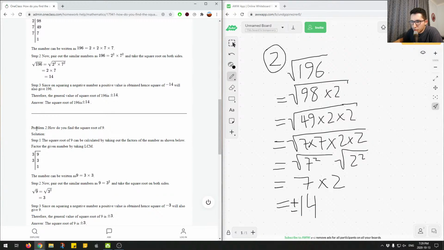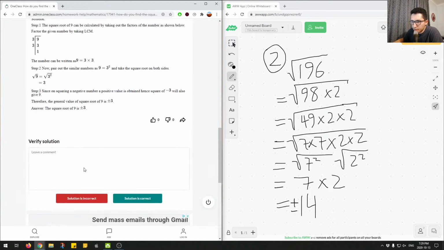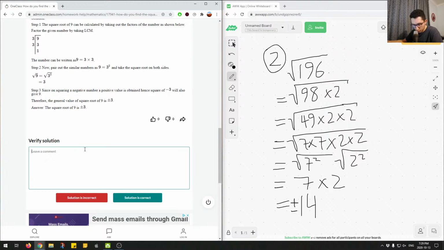Another example that the junior tutor goes through is the square root of 9. So this is also a pretty straightforward one. Okay, so we'll mark this solution as correct. So great job. Correct answer. Okay, let's move on to the next question.